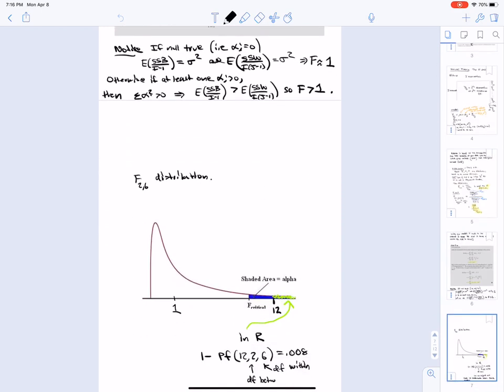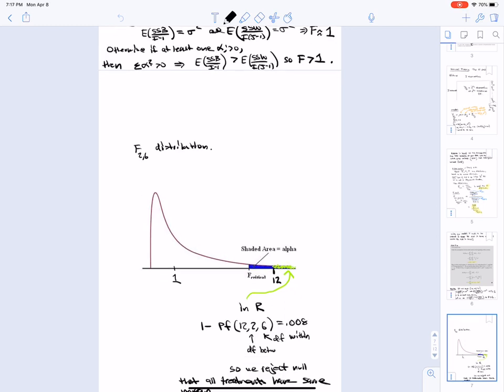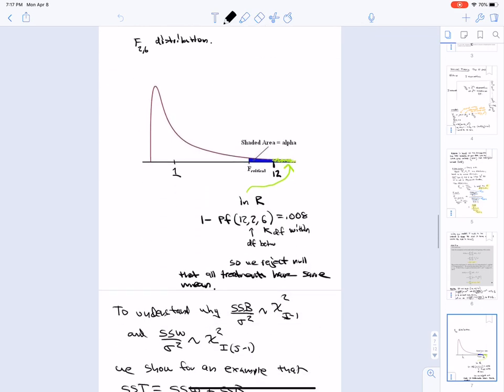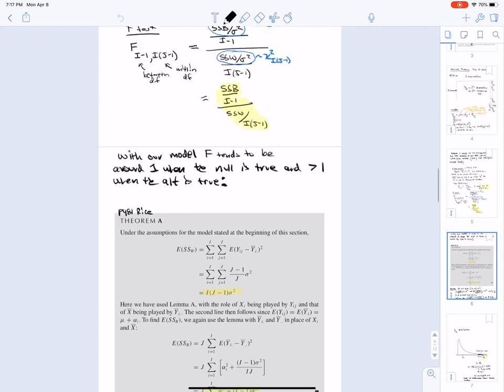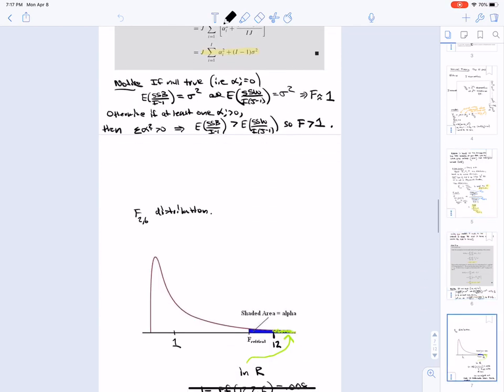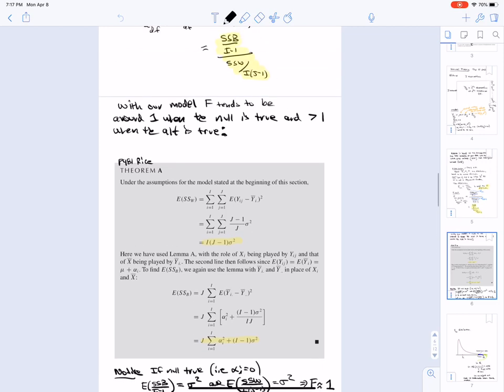So let's say that we had an F distribution with 2 and 6 degrees of freedom, which would have the picture shown here. And let's say that we get a test statistic of 12. That would be in the tails. That's quite a bit different than 1. So we could compute the p-value using R, and we would see that it's less than alpha, and we would reject the null. So that's how we're going to fit these things together, and what we need to talk about now is what exactly SSB and SSW are.